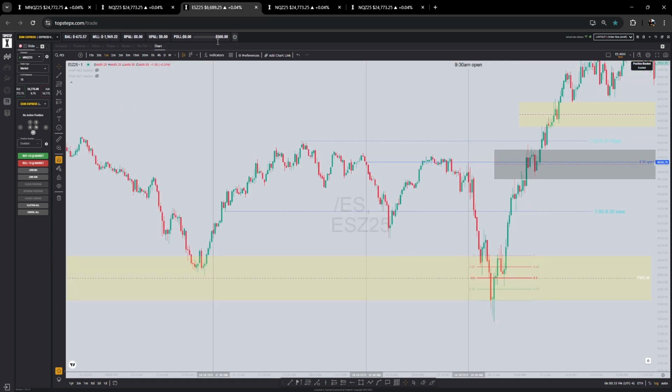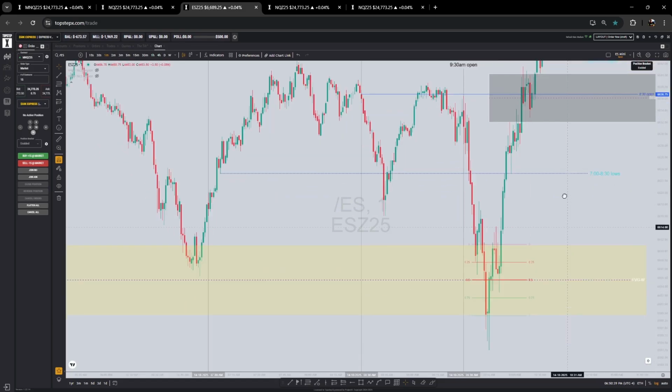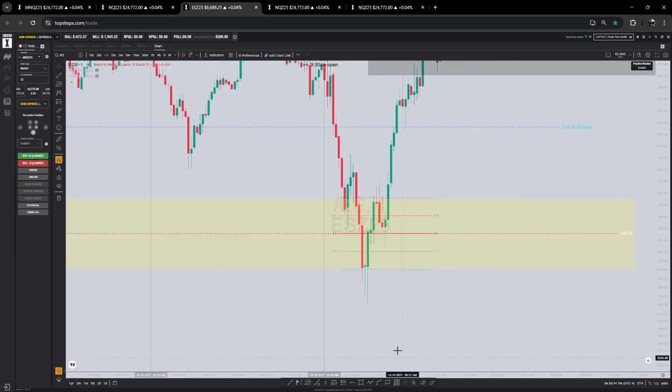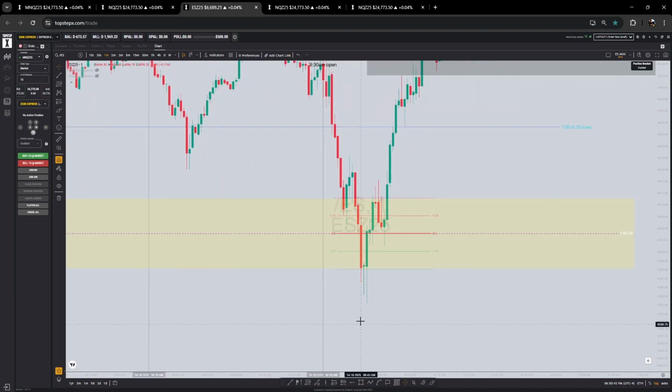So guys, on this weekly, as you could see, even on the 1 minute, price was respecting this weekly fair value gap. We couldn't get a candle to close outside this weekly fair value gap on the 1 minute.